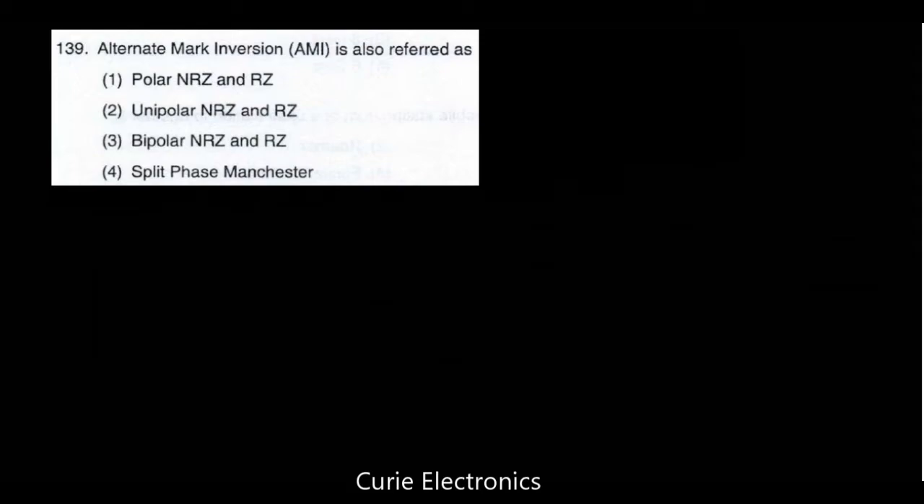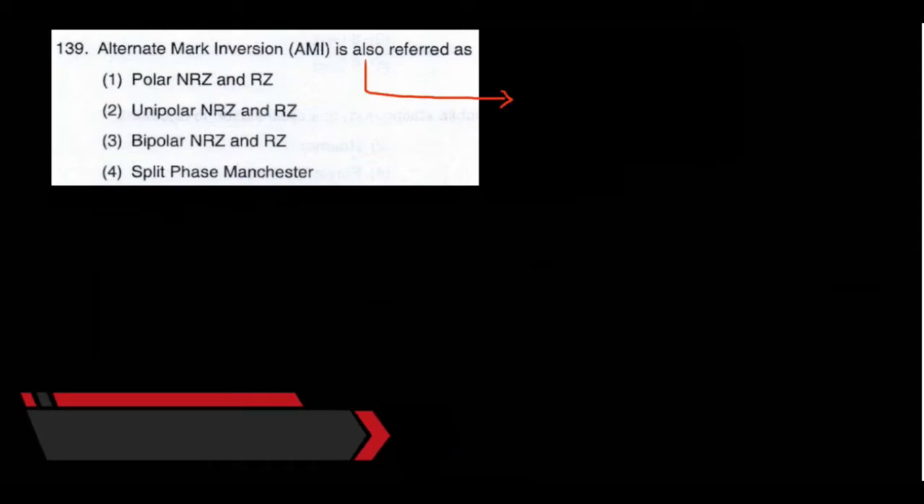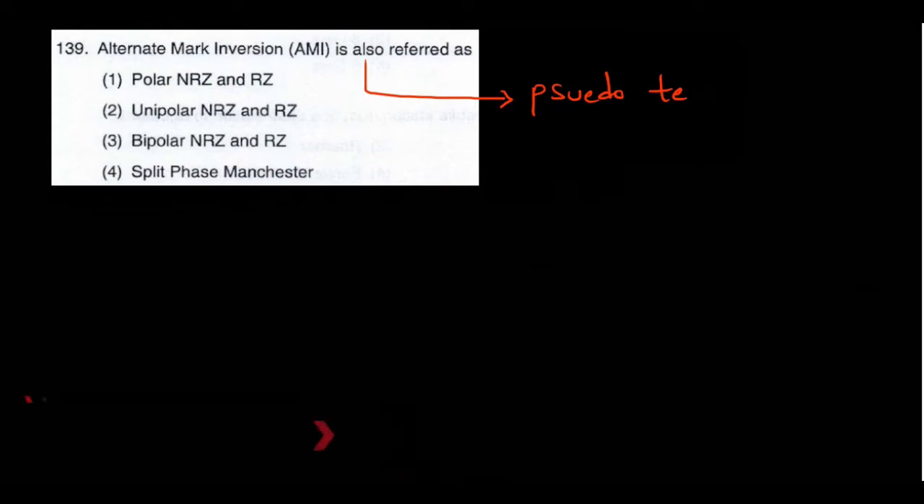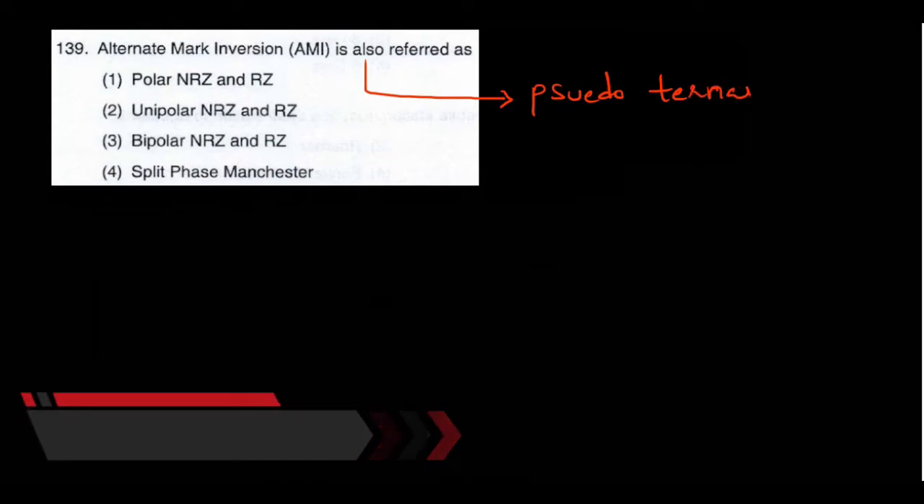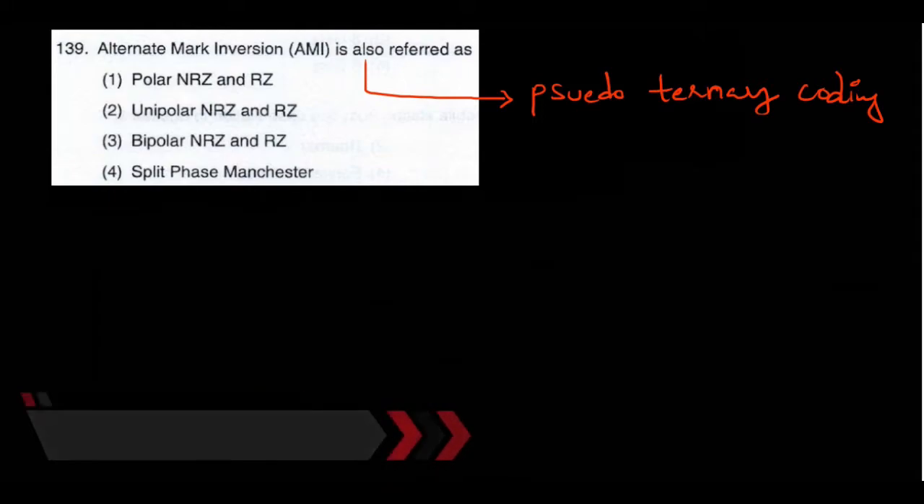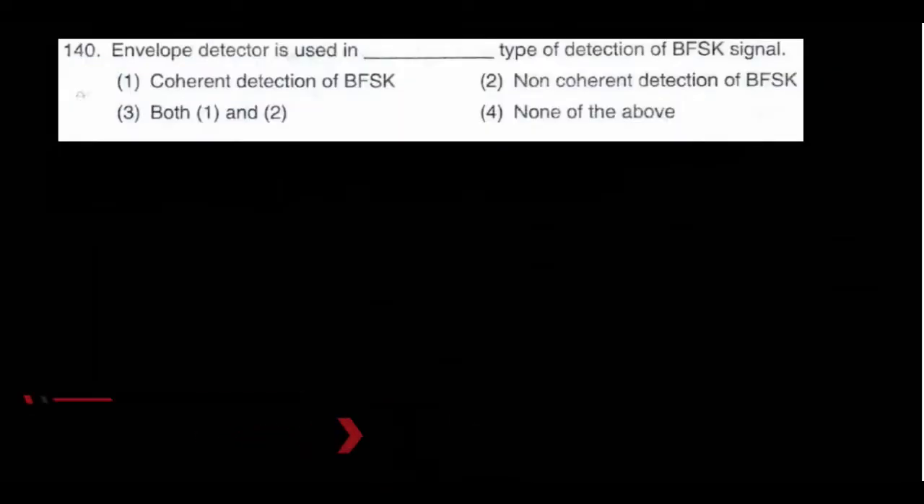Question number 139. Alternate mark inversion AMI is also referred to as pseudo ternary coding. But this is not there in the option. So it is option 3, bipolar non-return to 0 and return to 0. That is the answer. Now, next question.